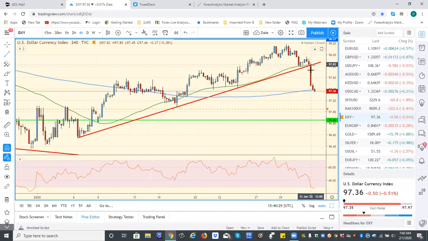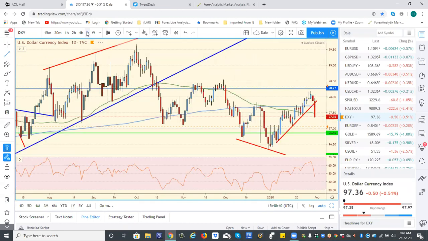So how do you know where the stops are? Let me ask you this. If you're looking at this chart and you're short, where would you put your stop?